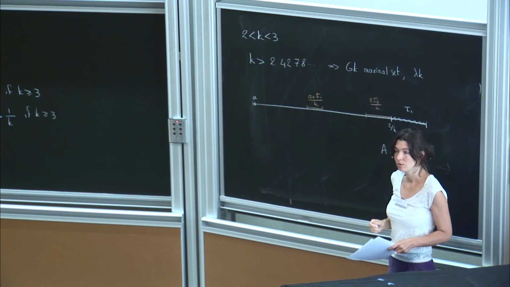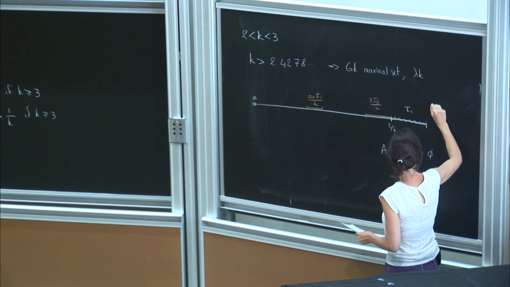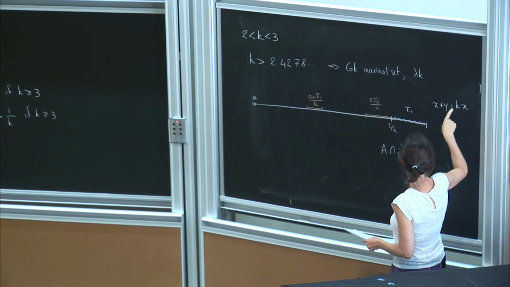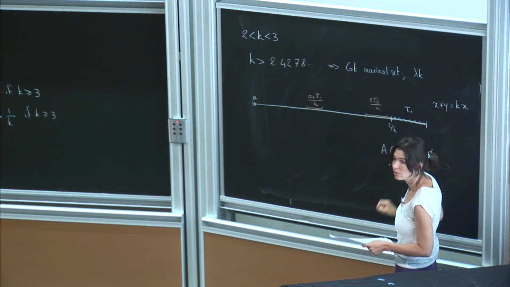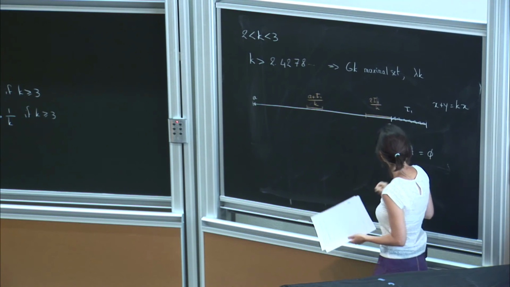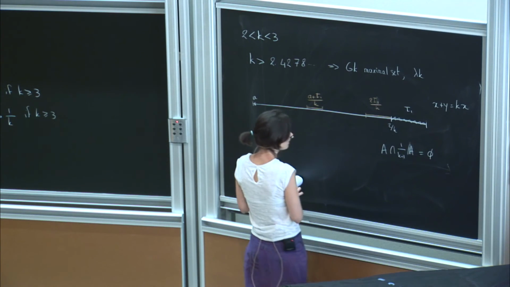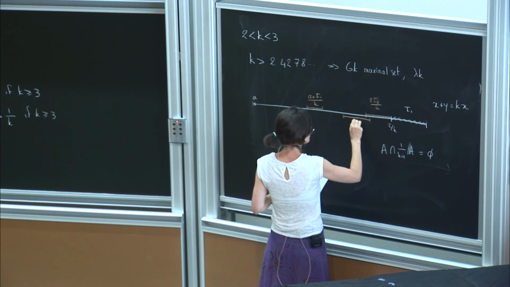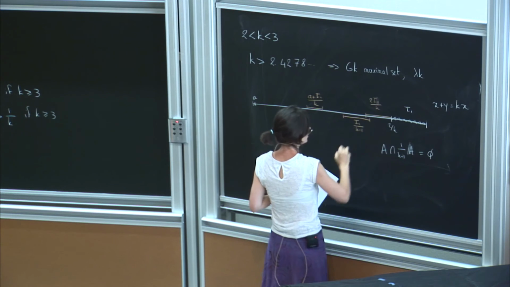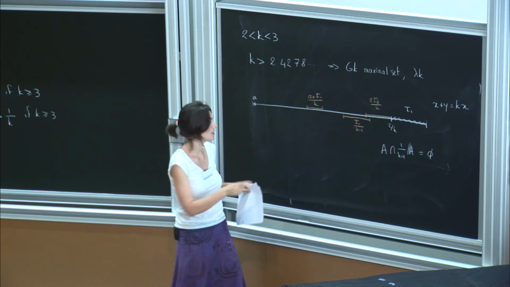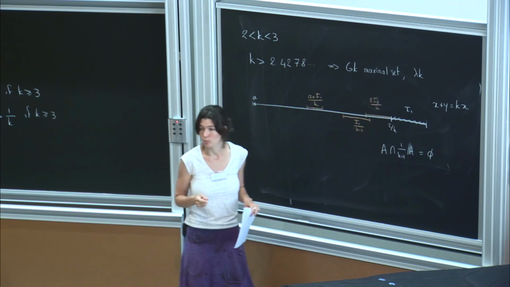Just because if you take that, x is equal to 1 over k minus 1 times y. So it means that here you must also exclude I1 divided by k minus 1. But still, there may be some room.